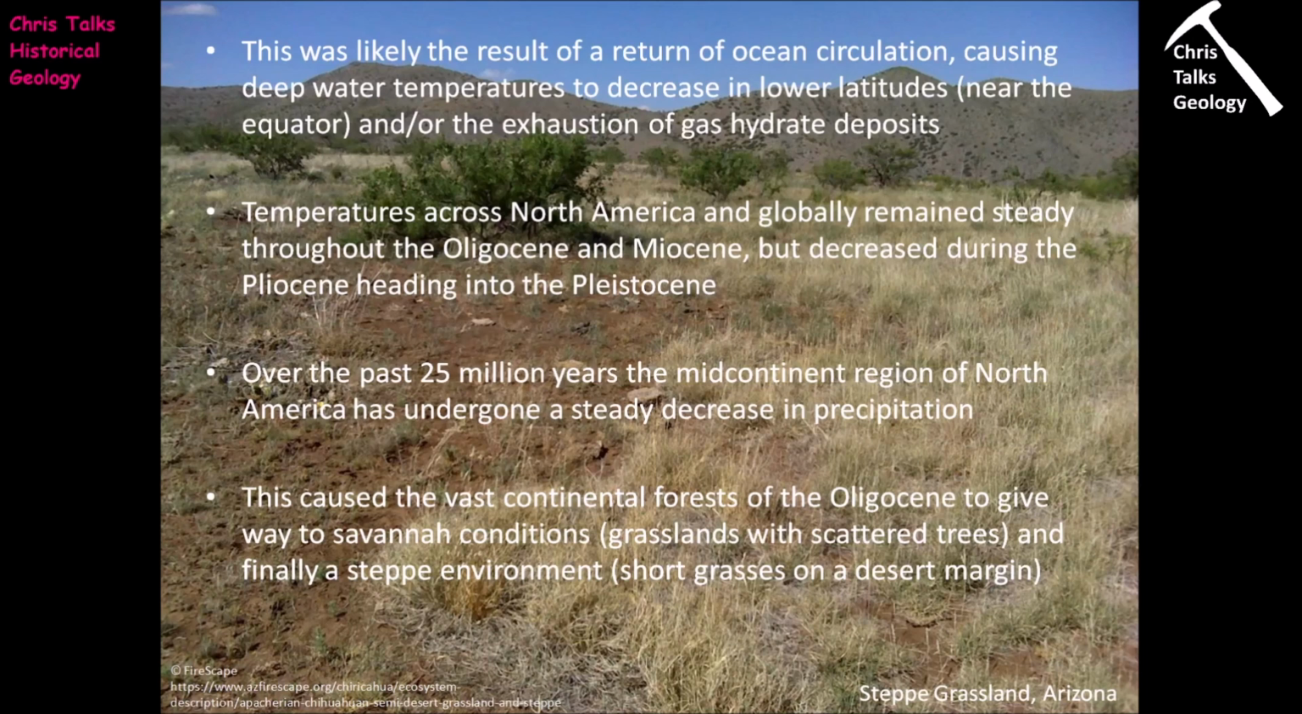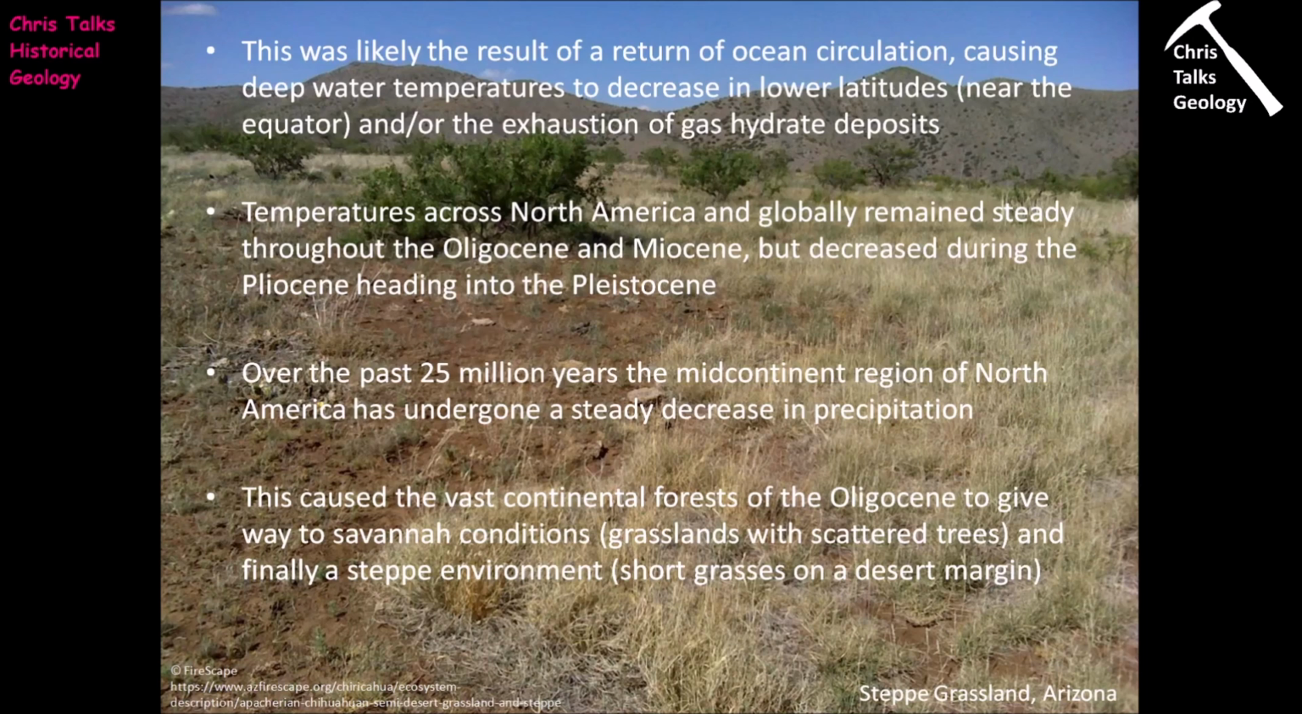So savanna conditions essentially means you have lots and lots of grassland with scattered trees, and so this is reflecting both a decrease in temperature and also a decrease in precipitation. So conditions are getting harder and the forests of the Oligocene begin to die back.